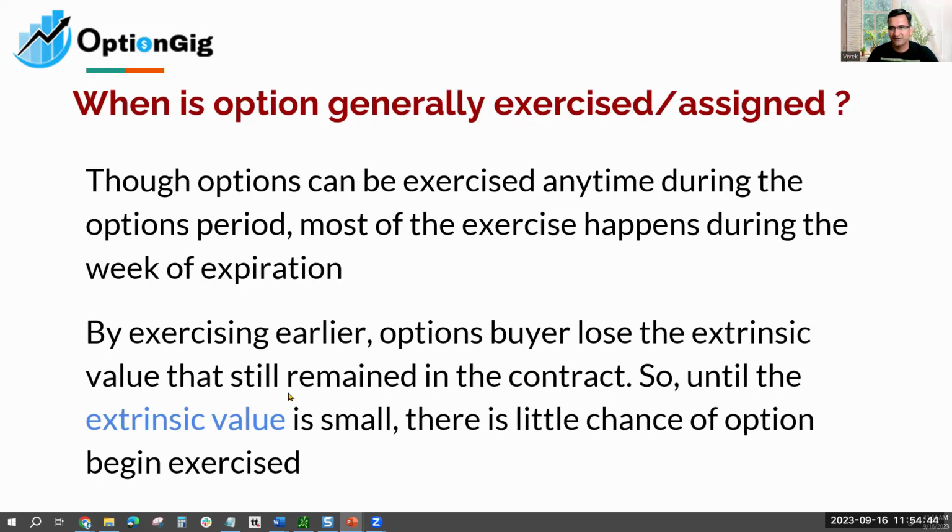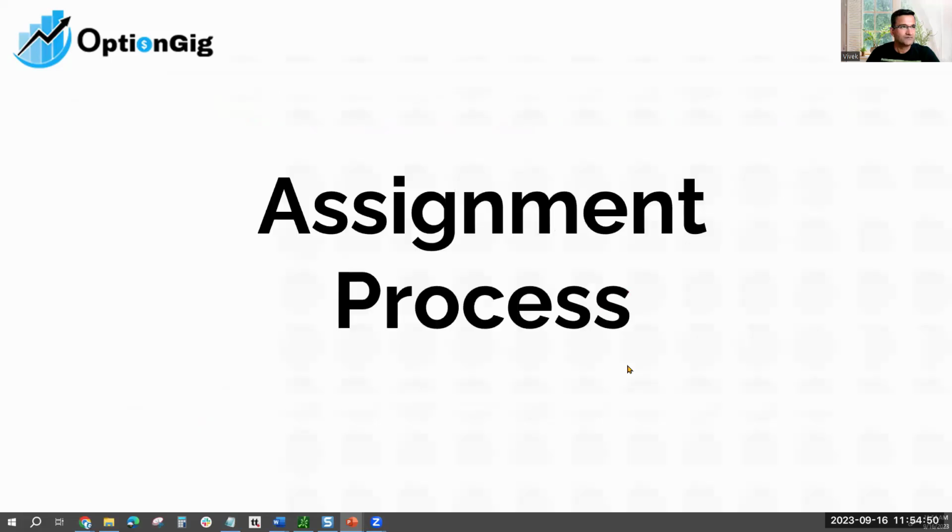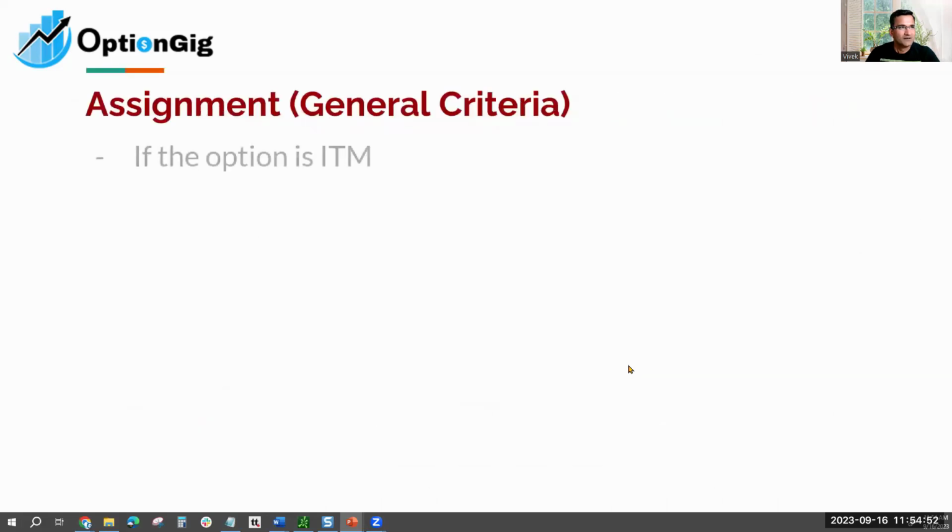We'll come back to this extrinsic value to see when you could be at risk of early assignment. The assignment will happen if the option is in the money, because if it is out of the money, then as an option buyer, I will never exercise my right because that's not profitable for me. So I will let the option expire worthless.